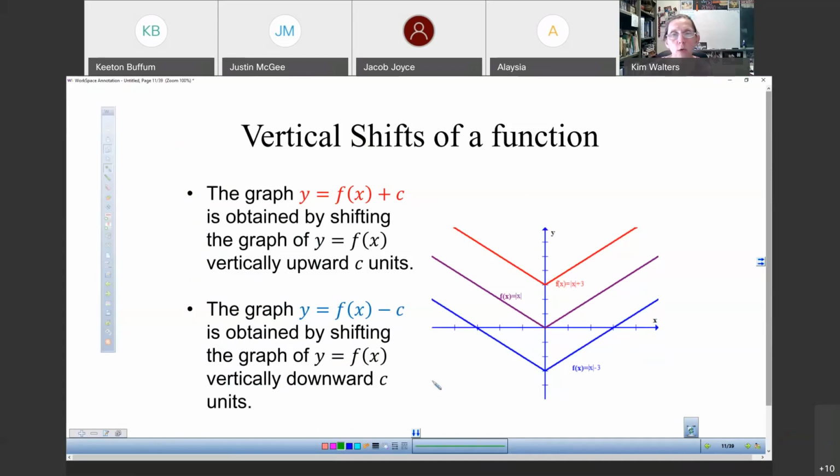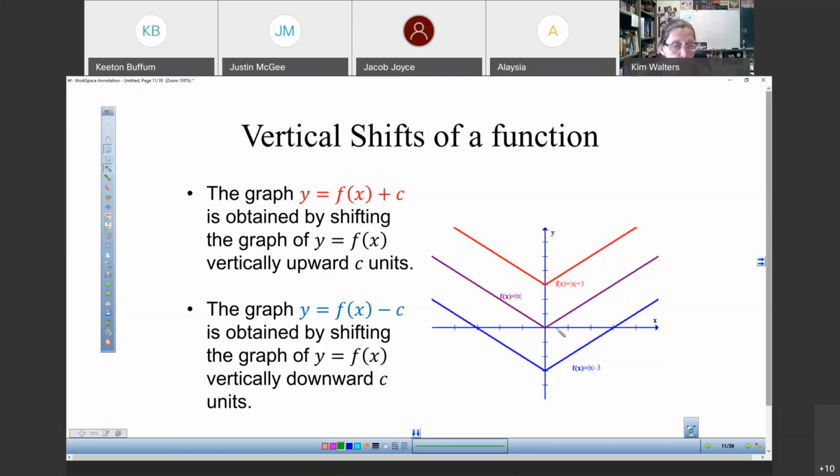Okay, so here's what we're going to start with. We're going to start with what we call a vertical shift, okay? And a vertical shift is a shift up and down. It's a shift along the vertical axis, which is our y-axis. And it happens when we add or subtract to the function value, because the function value is our y value, okay?